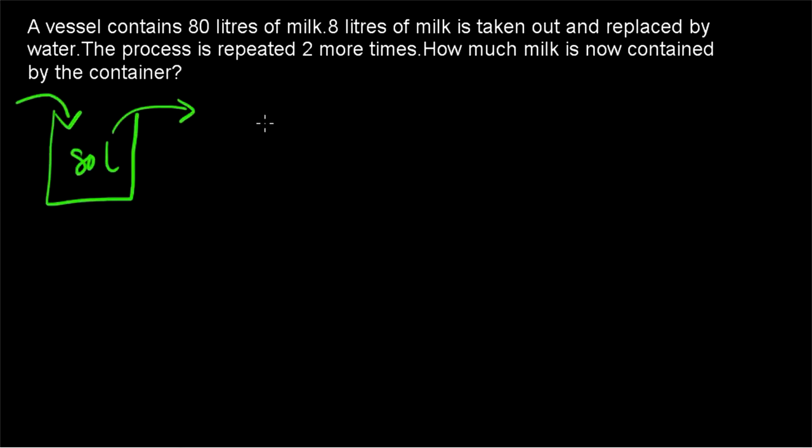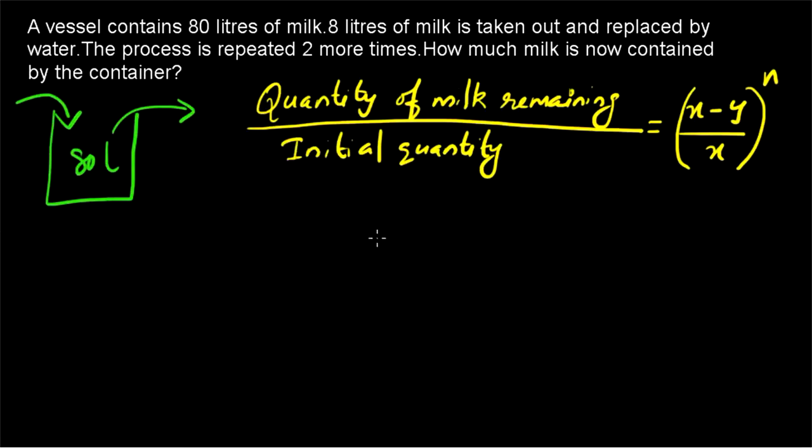The ratio of the quantity of milk in the final mixture to the initial quantity will be given as (x minus y by x) the whole raised to n. Here x is the initial quantity, y is the quantity which is withdrawn, and n is the number of times the process is repeated.